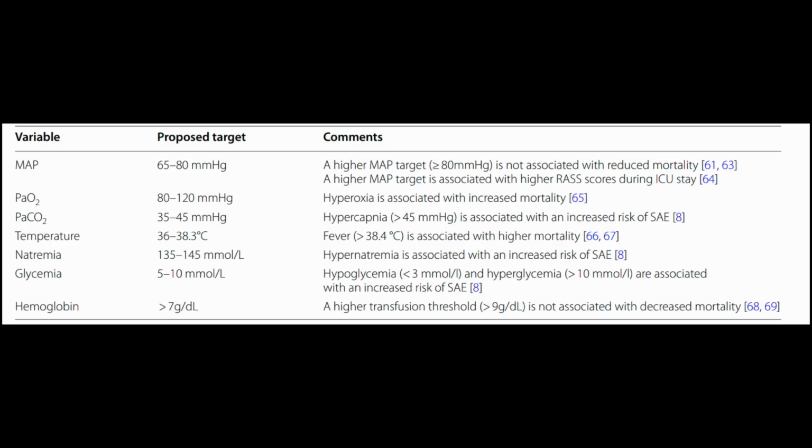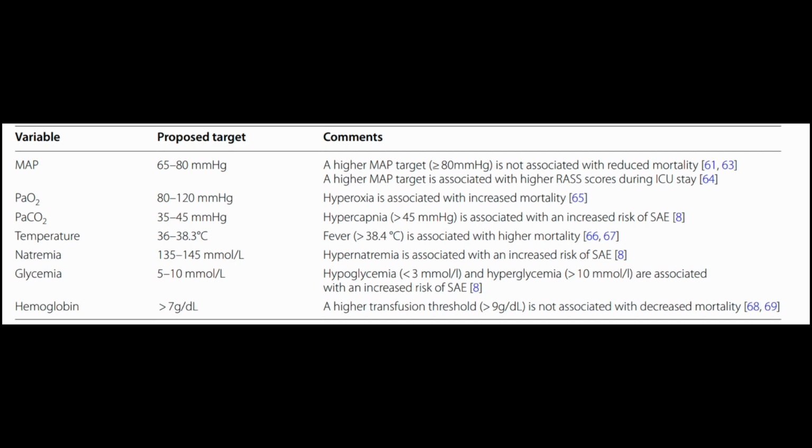So finally, these are the things that we can actually do in these patients to prevent secondary brain damage, that is maintaining a MAP of 65 to 80, PaO2 80 to 120, PCO2 35 to 45, temperature 36 to 38.3, natremia 135 to 145, glycemia 5 to 10 millimoles per liter, prevent hypoglycemia, hemoglobin more than 7. So maintaining all this results in reduced secondary brain damage.